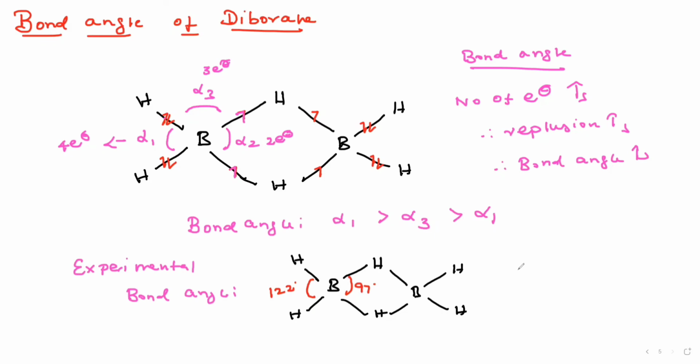Okay. This is very important. Alpha 1 is nothing but 122 degree. And alpha 2 is nothing but 97. What is alpha 3? It is in between alpha 1 and alpha 2. Okay. Very simple. This bond angle and this bond angle are very, very important for exam point of view.